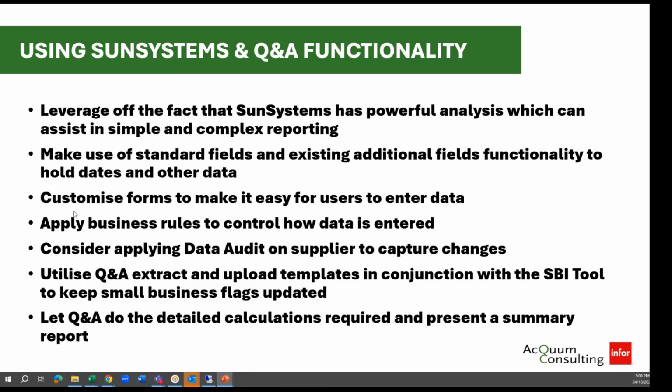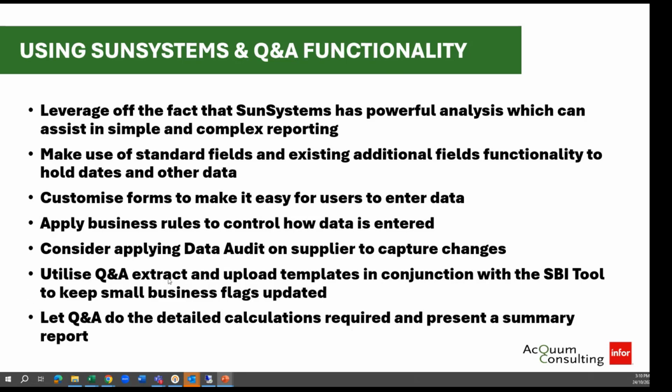Then we can actually customize the entry forms to make it easier for the users to enter that data and capture it within the correct flow. We can apply business rules to control how that data is entered. An example there is the fact that the ABN numbers we'd want without spaces. People might have a tendency to put the spaces in within the ABN number. You could also consider applying data audit onto your supplier records so that you can capture any changes that are made to the ABN number or that small business flag on the supplier. You must have that switched on already.